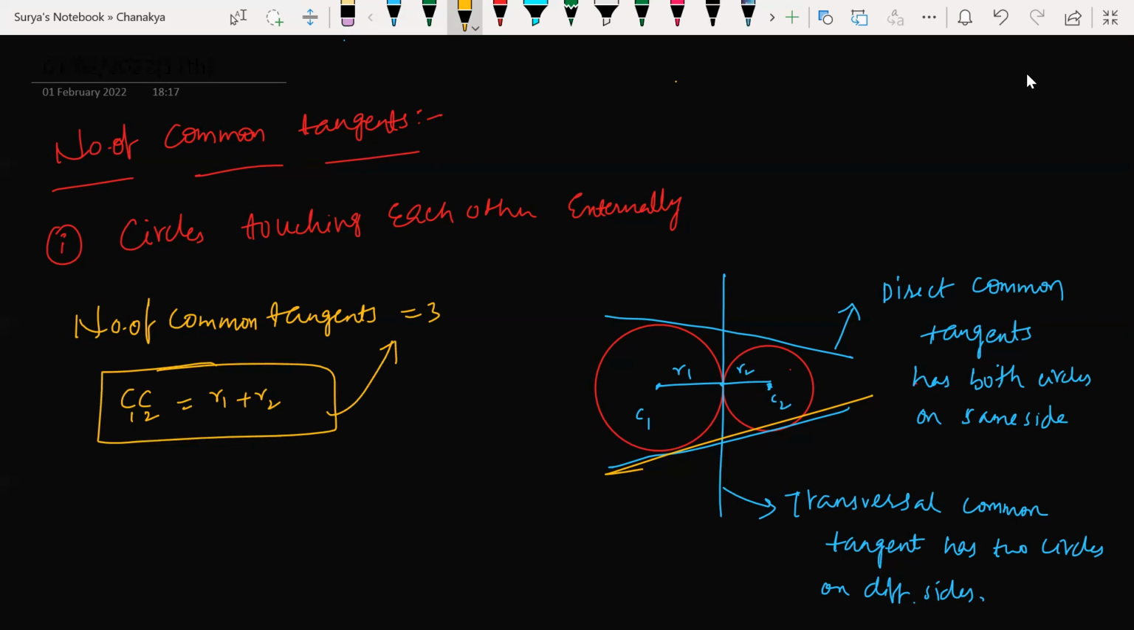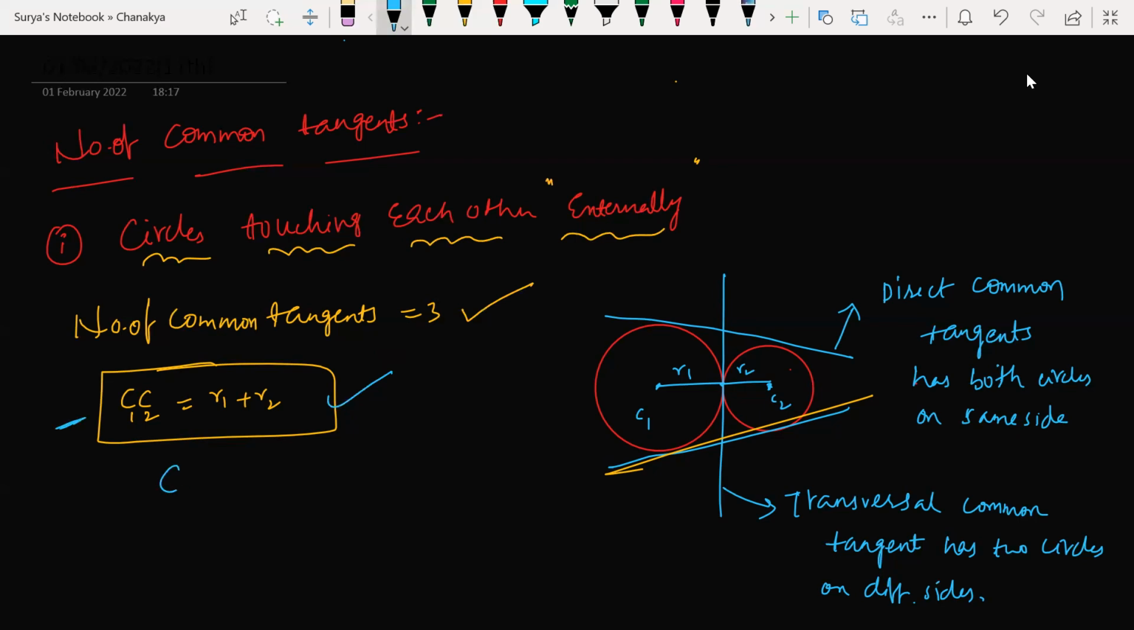When is it possible? When circles touch each other externally, the number of common tangents is 3. And this is exactly the condition. How are we getting the condition here? Is there any other possibility?